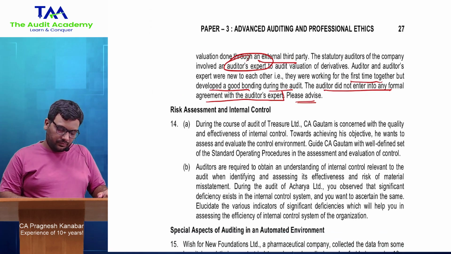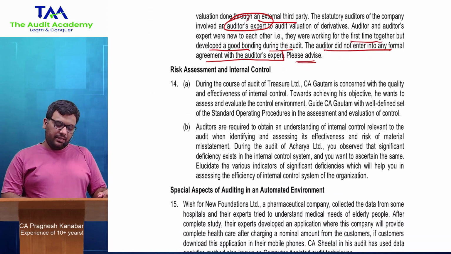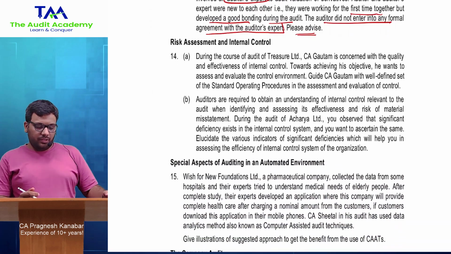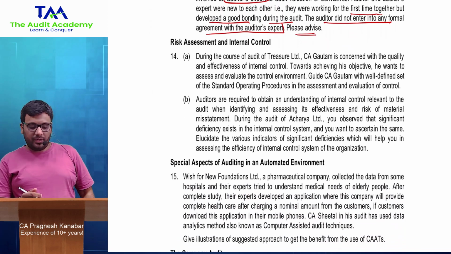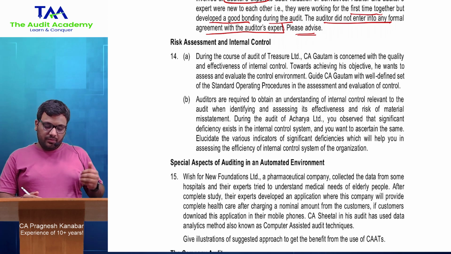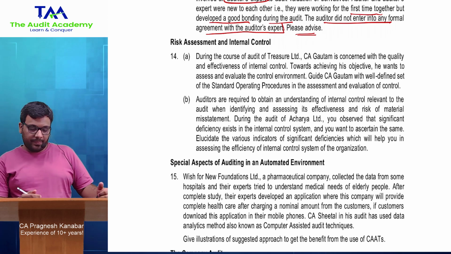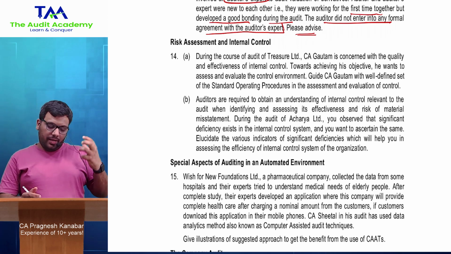Now, risk assessment and internal control. During the course of the audit of Treasure Limited, CA Gautam is concerned with the quality and effectiveness of internal control. Towards achieving his objective, he wants to assess and evaluate the control environment.